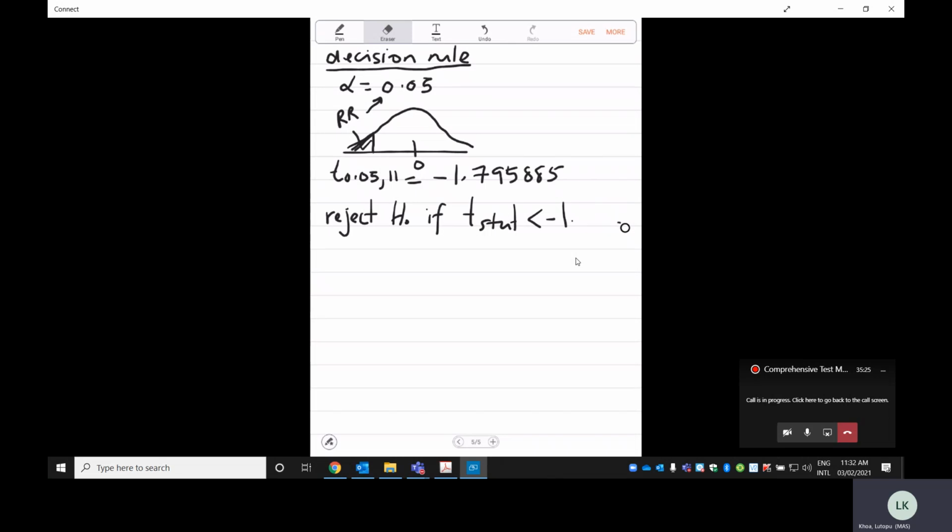Let me write this better. 1.795885. So this is our rule that will help us determine whether we reject or fail to reject the null hypothesis.